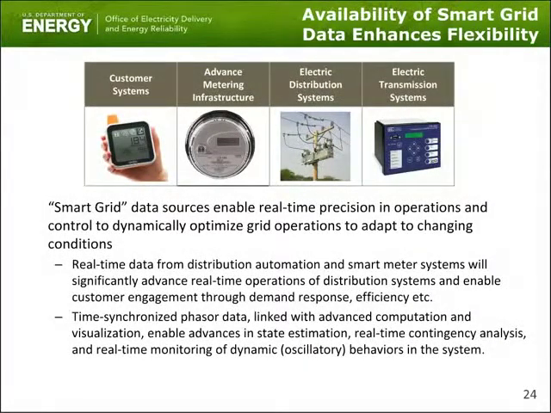And that's really critical as we start moving forward and start thinking about new ways to operate and plan the emerging system. Slide 25.